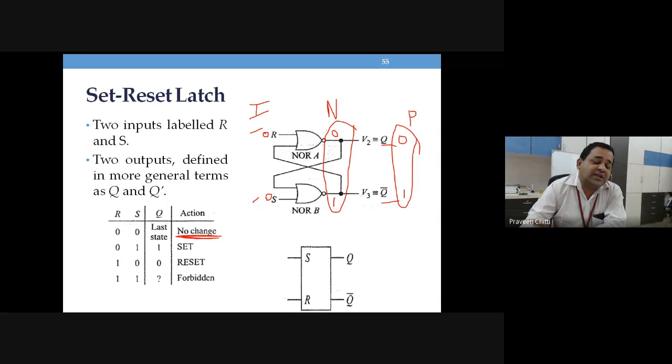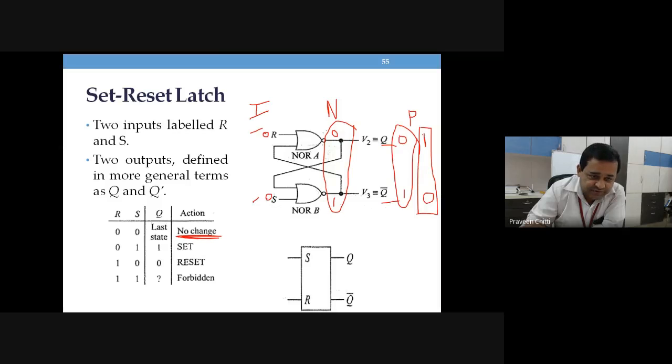Then you may ask, what if the previous state you have assumed is 1, 0? Okay, I'll take that also and we'll check. Instead of 0 and 1, there is another possibility, because there are two possibilities. Q may be 0 and Q bar may be 1, or Q is 1 and Q bar is 0. Now I will take this state, that is Q equal to 1 and Q bar equal to 0. This I will consider as the previous state.